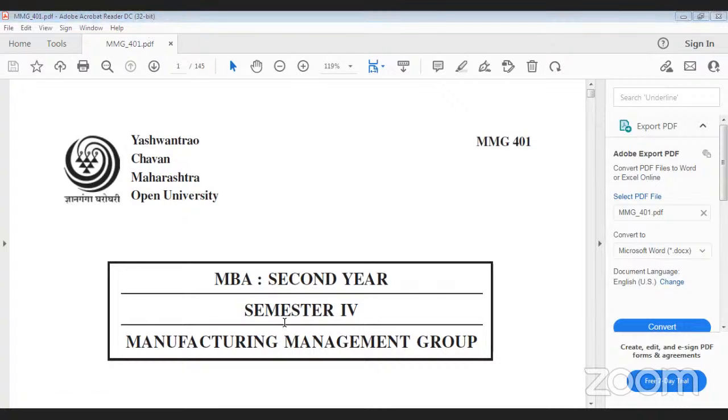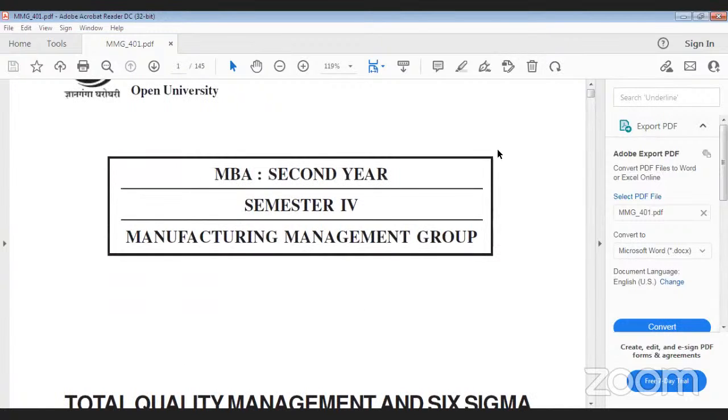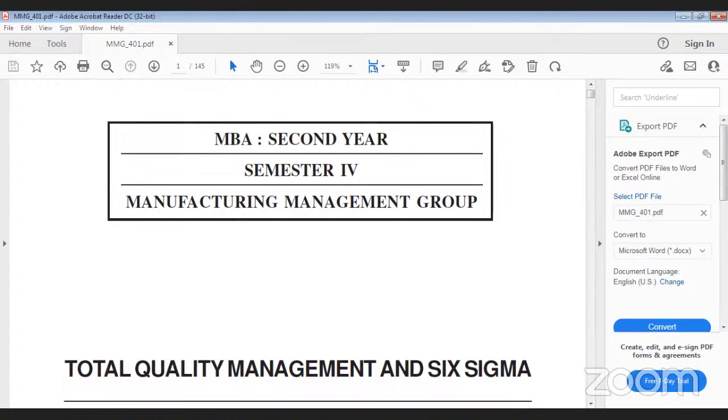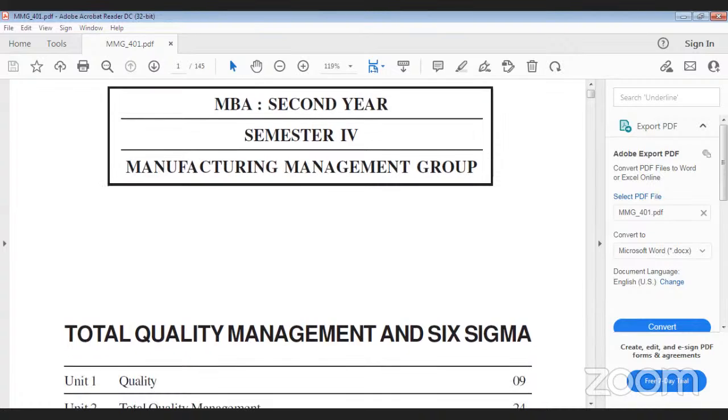Today we are going to discuss MMG 401 Total Quality Management and Six Sigma. Here in this book you will find some points about quality. Quality is known as the most important part of industrial products.